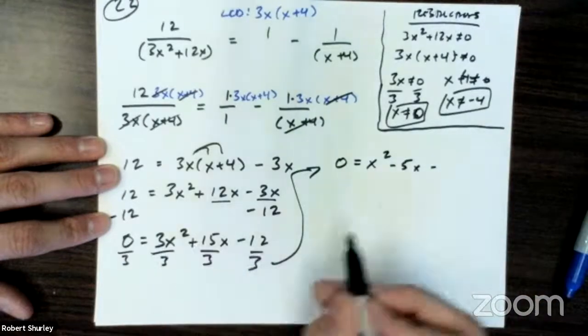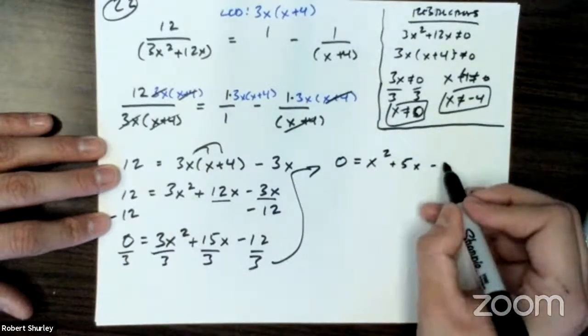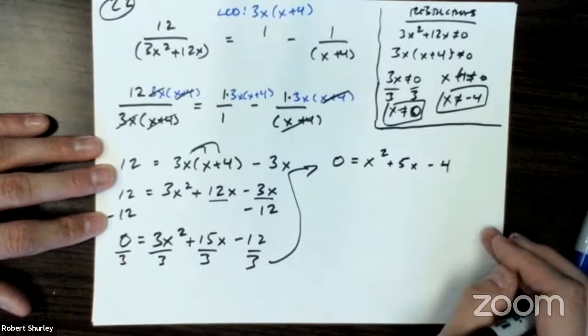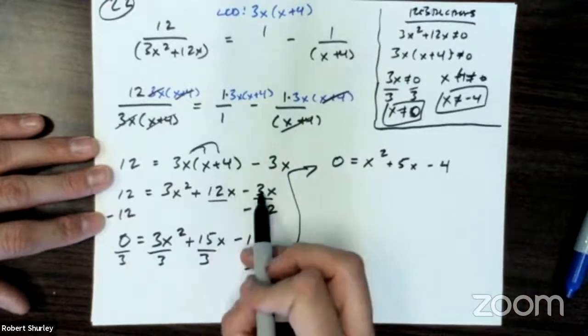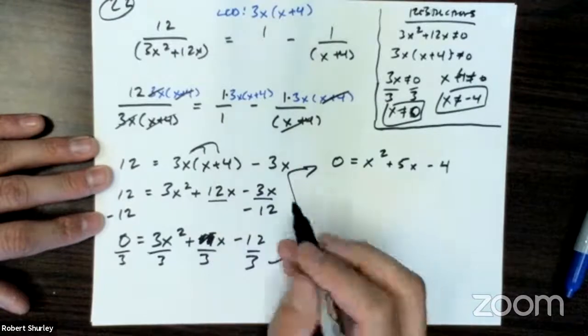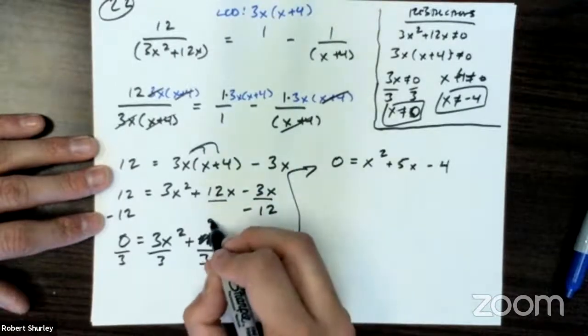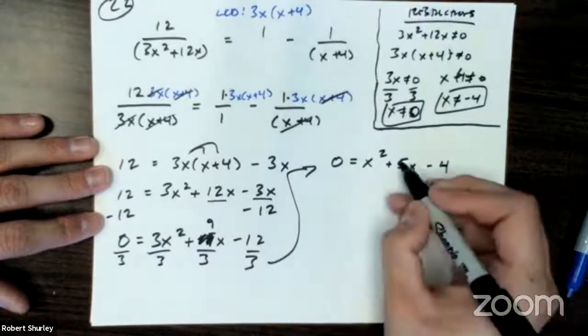Oh wait, it's a plus 5x minus 4. Did I mess up on a sign? Oh, I messed up on addition. Oh my gosh, look guys. 12x minus 3x, that's not 15. That's 9. Still divisible by 3 though.